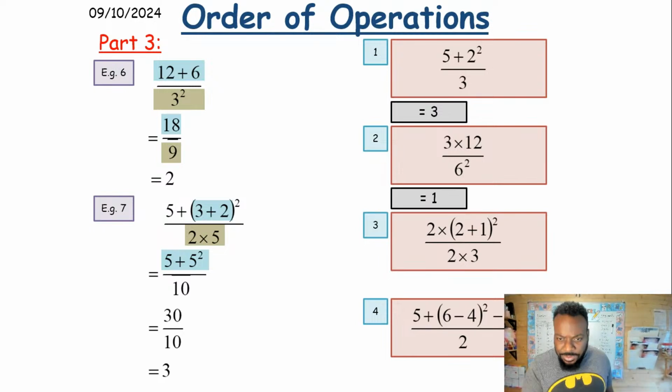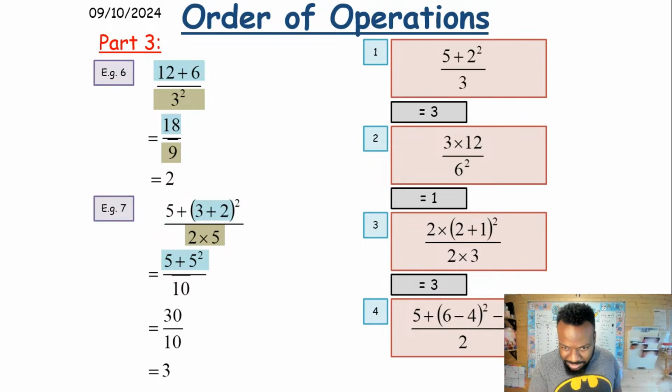Right, this one, we got 2 plus 1 is 3. So then we have to power up 3 by 2, which is squaring. We're going to get 9 times 2, 18. And then we've got 2 times 3, which is 6. Then we've got 18 divided by 6, which goes in 3 times. Okay. Well done if you got that.